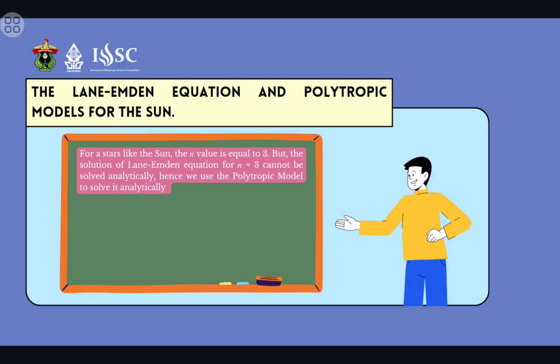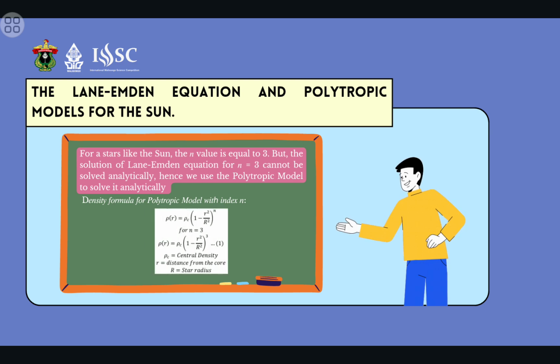However, because we want an analytical solution, we will use the polytropic model to solve it analytically. And the density formula for the polytropic model with index n is equal to like this. And for n equal to 3, the formula becomes rho as a function of r is equal to rho c times (1 minus r squared over R squared) to the power of 3, where rho c is the center density, r is the distance from the core, and R is the star radius.